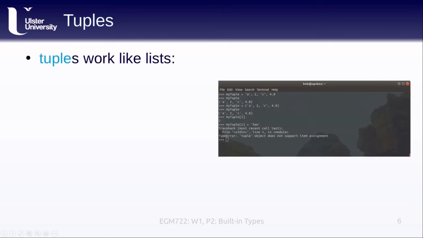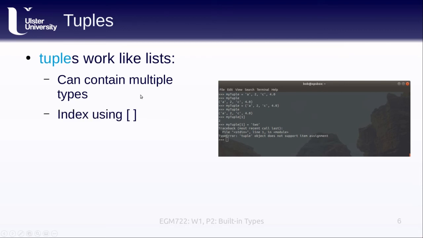The next built-in type that we'll talk about is something called a tuple. A tuple works very similar to a list. It can contain multiple types. We can access the individual elements of a tuple using the square brackets like we saw with strings and lists. They can also be nested, so we can have a tuple inside of this. We can also have a list inside of a tuple.